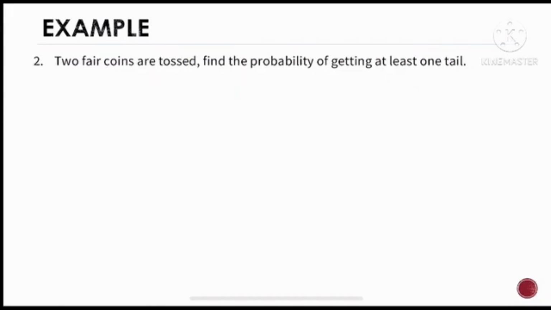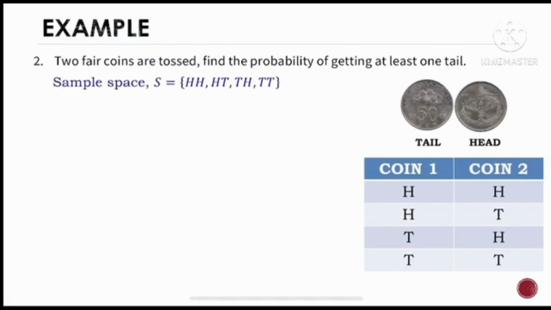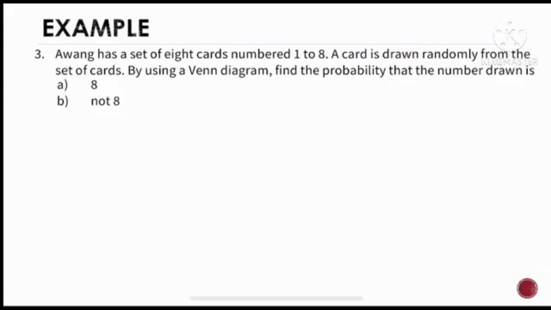Example 2 is two fair coins are tossed. Find the probability of getting at least one tail. When two fair coins are tossed, the possible outcomes are shown in the table. So the sample space is HH, HT, TH, and TT, where the number of outcomes is 4. Now let A be the event of getting at least one tail. From the sample space, the outcomes with at least one tail are HT, TH, and TT. Thus, the event A is this, with number of outcomes 3. Now calculate the probability.